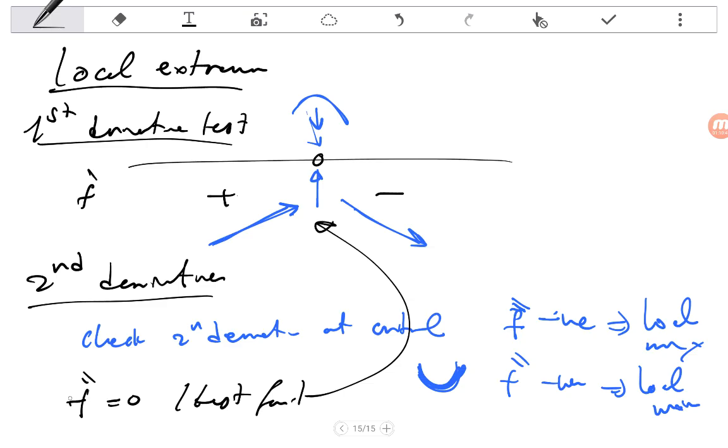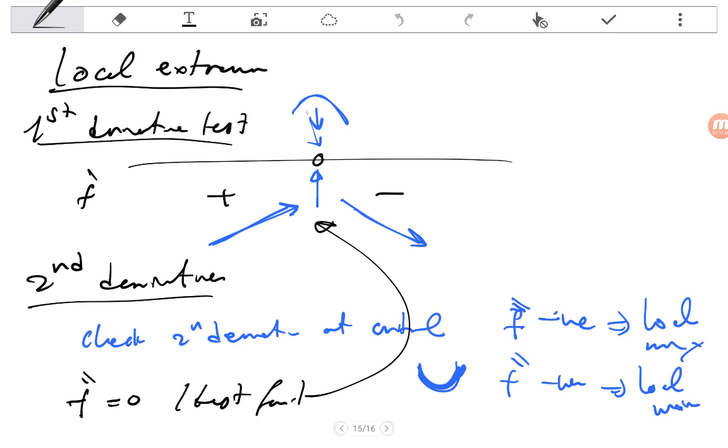Okay, so you may have a function for which the second derivative is equal to 0, and it may be a local maximum or a local minimum. So if the test fails with the second derivative, you go back to the first derivative test, which is checking the signs about the critical point.